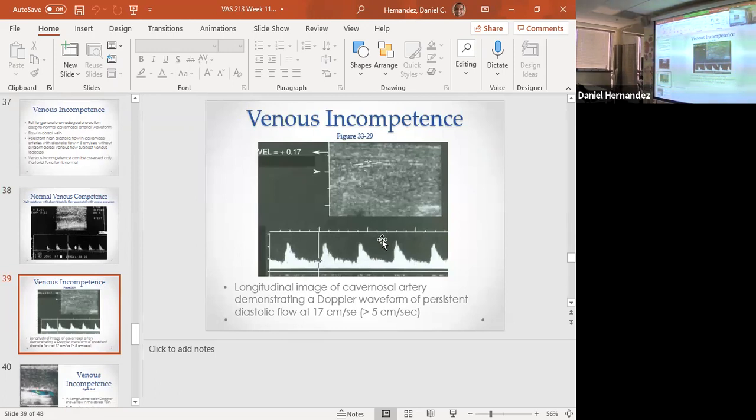So this is an example if after we do the injection, the patient may achieve that full erection, and we still have that increased diastolic flow. So we still have a low resistant waveform at this point. So this would be indicative of venous incompetence. So we're getting leakage of blood flow back through the veins.